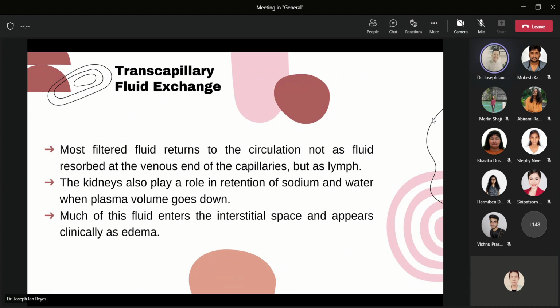The kidney also plays a role in retention of sodium and water when plasma volume goes down, and much of this fluid enters the interstitial space and appears clinically as edema. So if there is no proper circulation, that's why a patient will have edema.